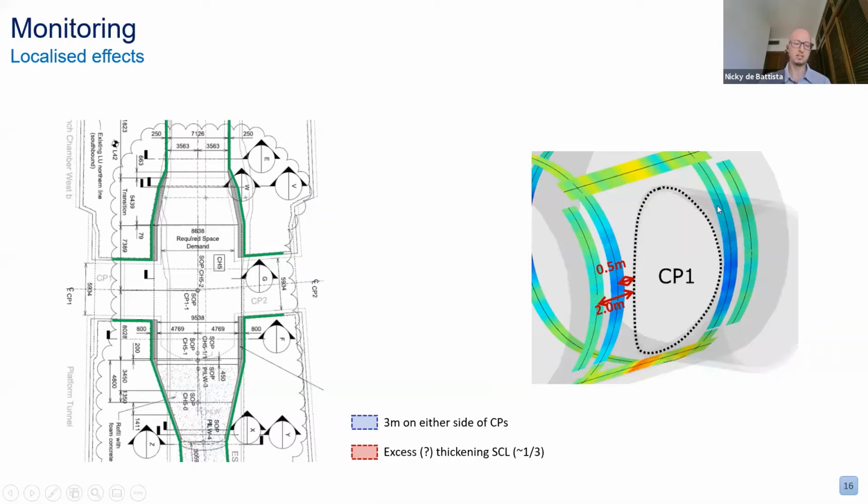And this leads one to think whether perhaps we can reduce the extent of this thickening. So for example, here, if we limit the extent of the thickening of the lining to, say, 3 meters on either side of the cross passage, then we remain with this part shown in red, which we could say is not doing much. And this is one of the aspects that we've been looking at through the computer analyses that we're doing in this next phase.